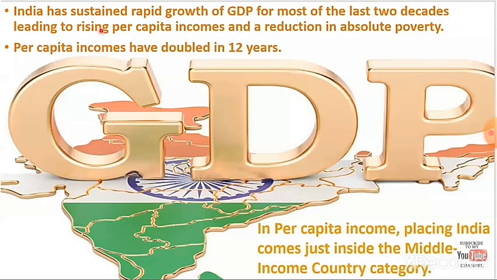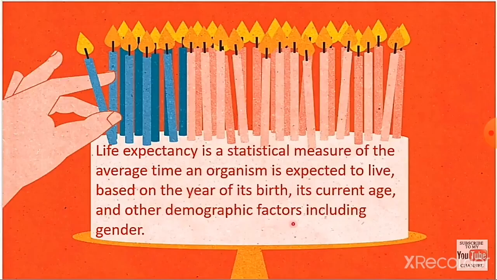Next, India has sustained rapid growth of GDP for most of the last 2 decades, leading to rising per capita income and a reduction in absolute poverty. So, by increasing income, we can reduce poverty. Per capita income has doubled in 12 years.